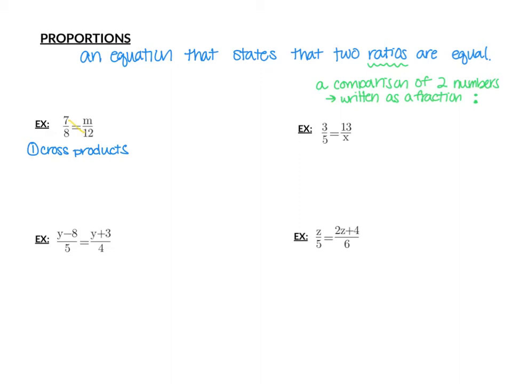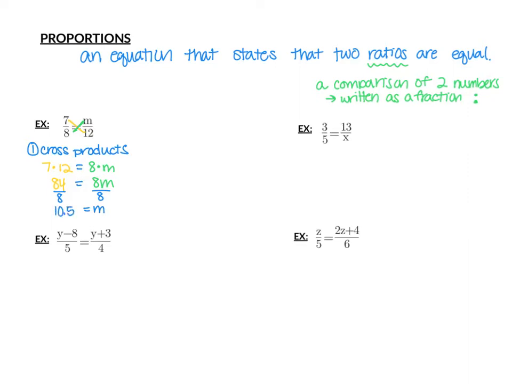So the first multiplication problem that we have is 7 times 12. And the cross products says that it's going to be equal to the ones that go across, the 8 times the m. Okay, so our cross products say that we get 84 equals 8m. And then we solve it like we would an algebra problem. We're going to use inverse operations. So I would divide both sides by 8, and we get m equals 10.5.